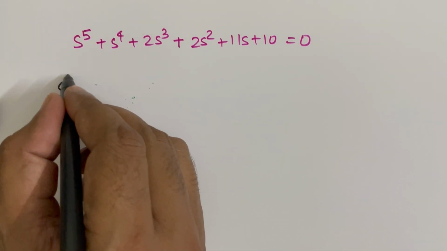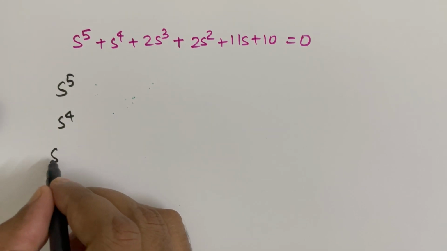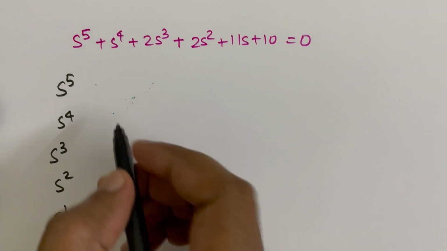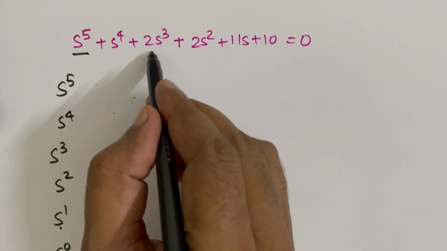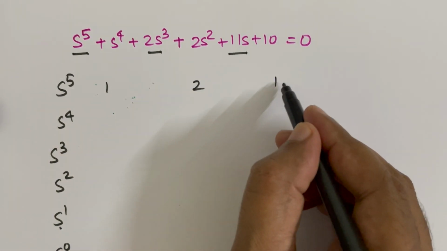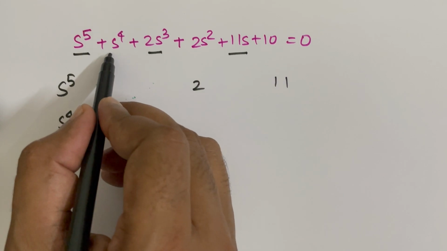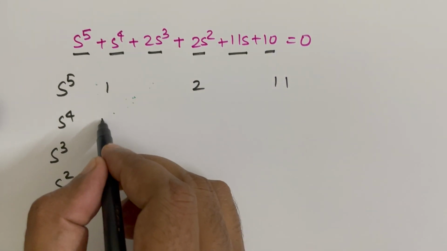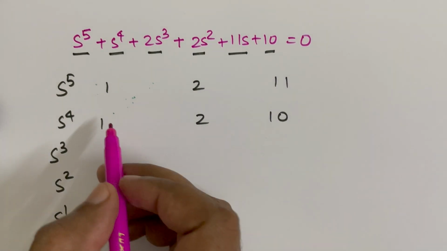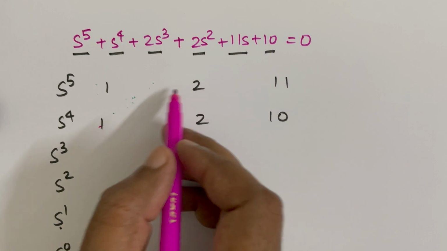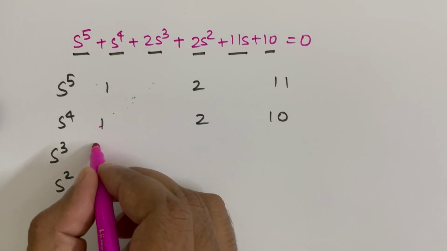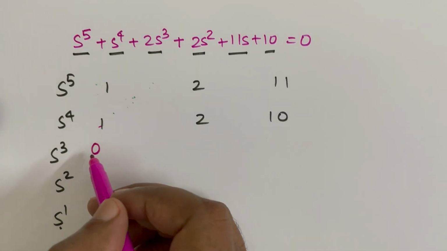So S^5, S^4, S^3, S^2, S^1, S^0. Start from here: 1, 2, 11. So 1, 2, 11. Then 1, 2, 10. So 1, 2, 10. Let's write the values. 1 into 2, 1 into 2. So 2 minus 2 divided by 1 is 0. So the value is 0 over here. So that is becoming a special case.